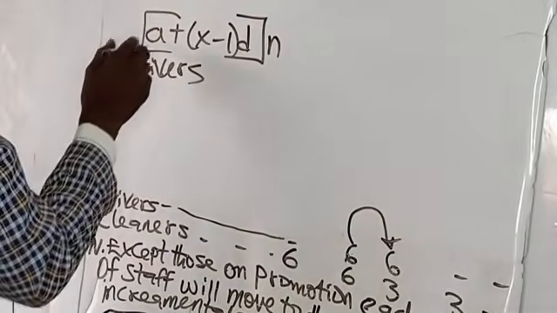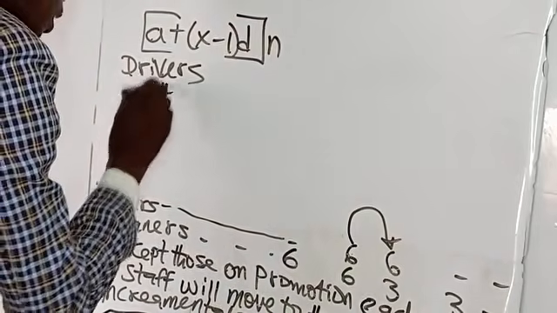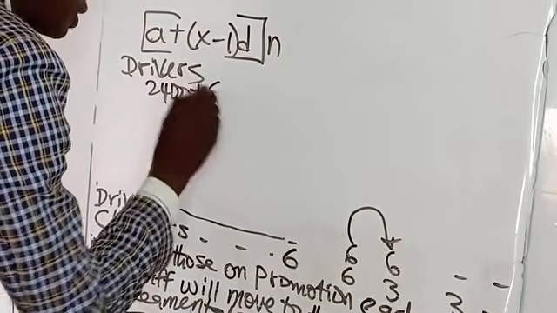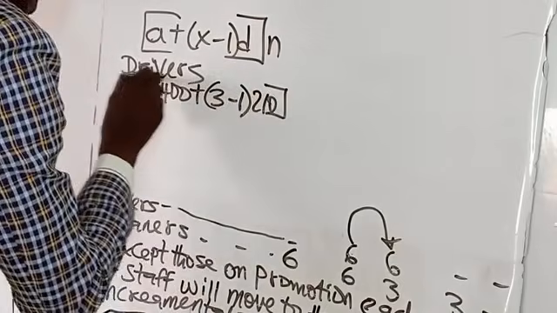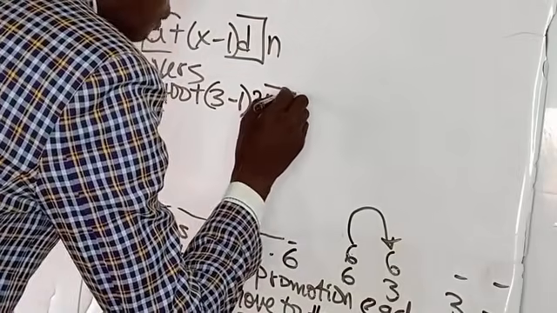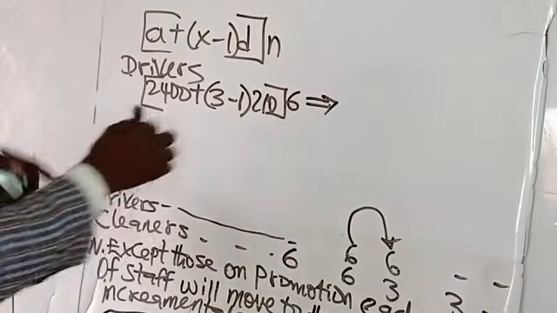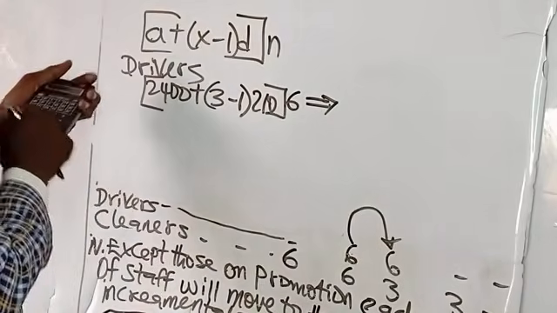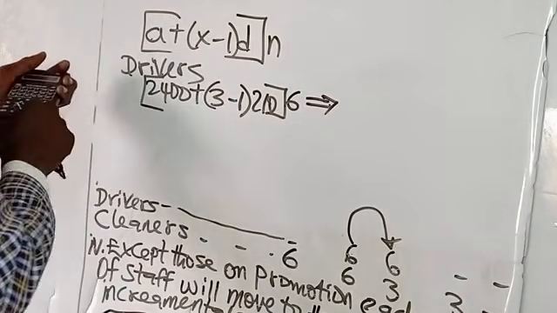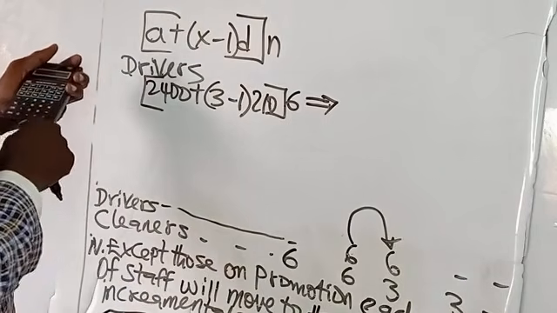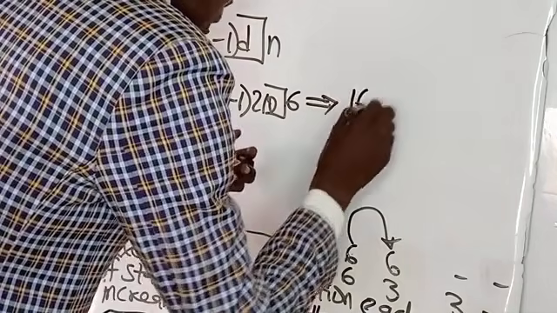So we have the basic pay of the driver is 2,400 plus step 3, increment of 210. And the number of drivers who are now moving to step 3 is 6 drivers. 3 minus 1, that is 2. 2 times 210, that is 420, plus 2,400. That is 2,820 times 6 employees. So we have 16,920.